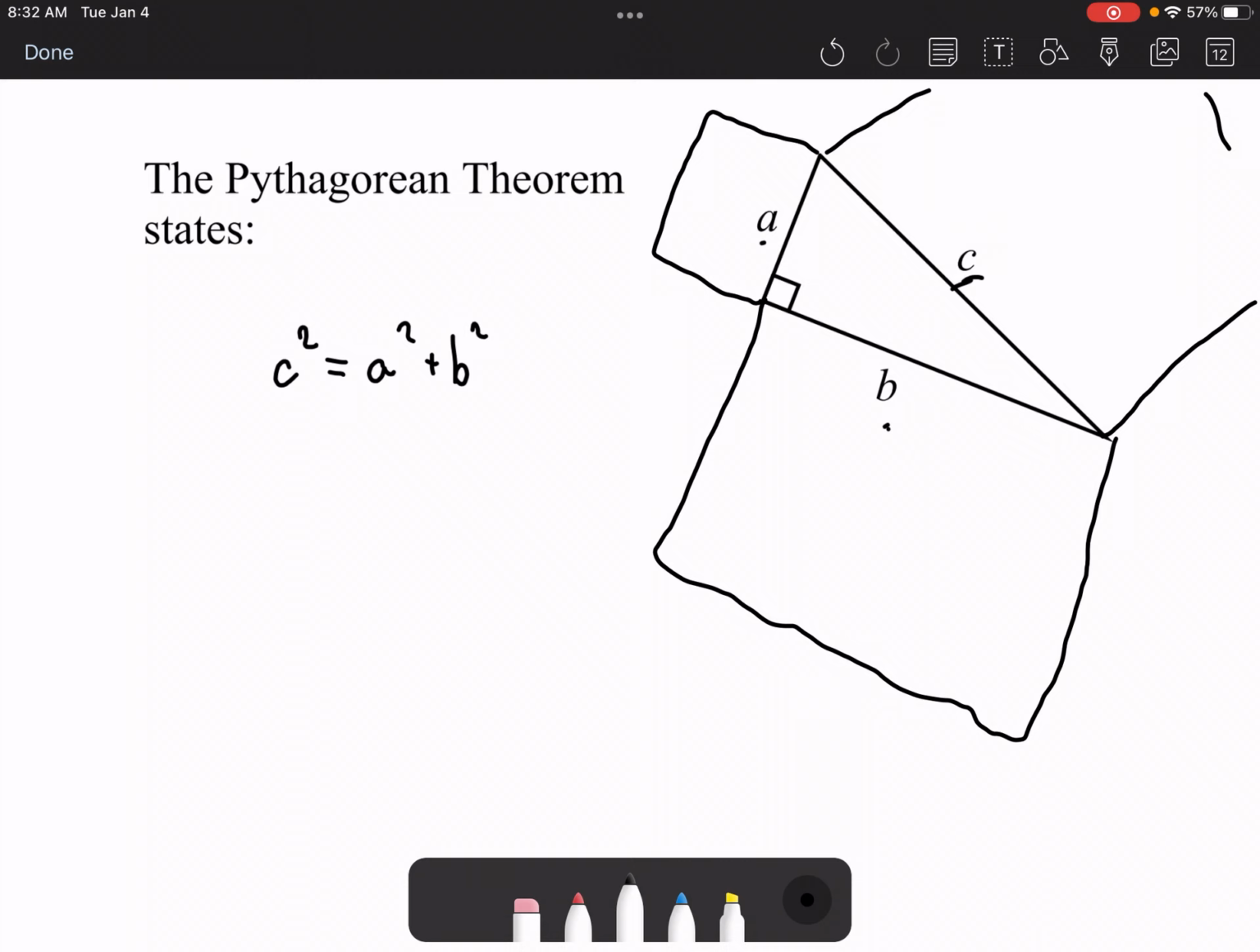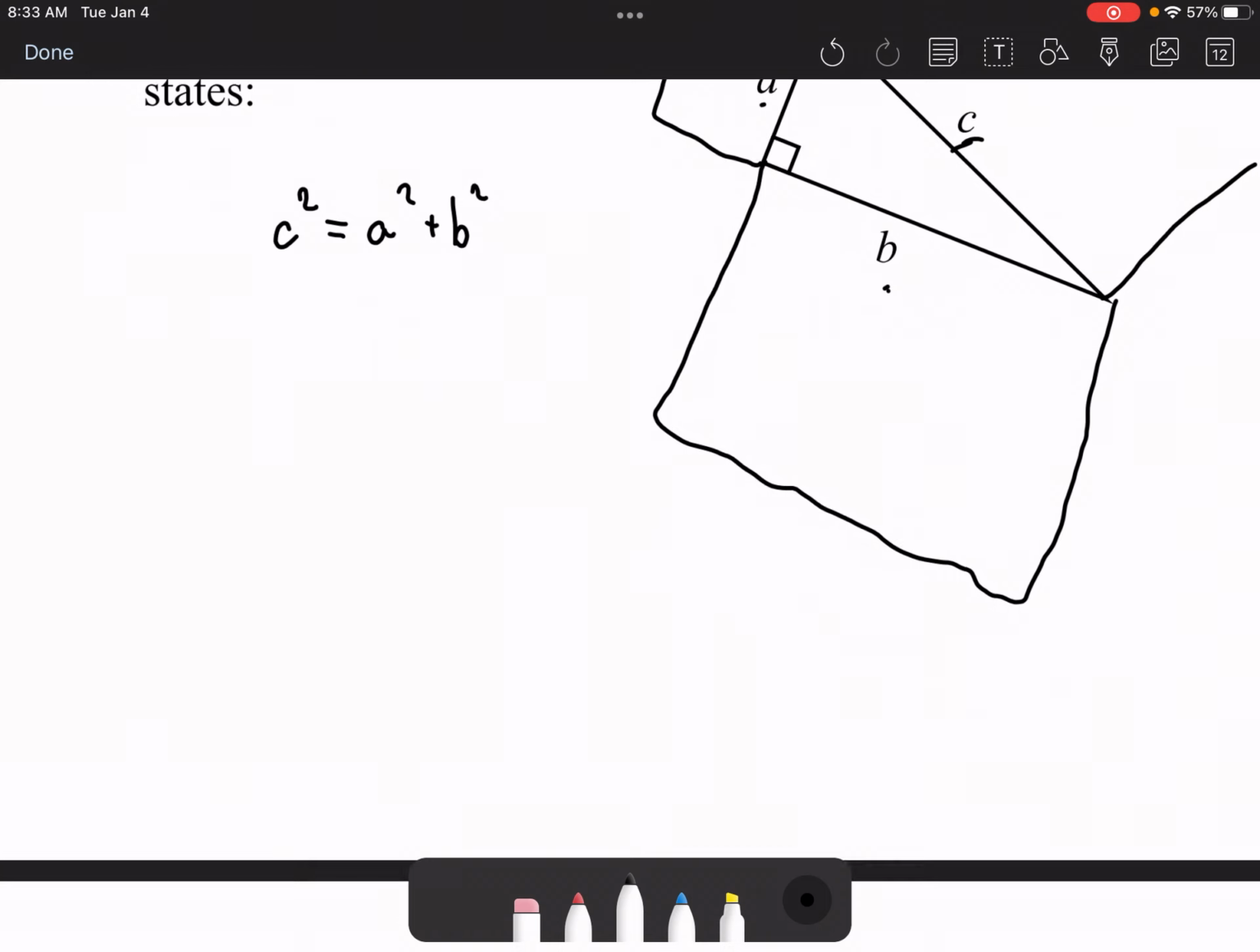Now if you want to solve for any value, either a, b, or c, you're going to have to use a square root function, which we'll practice using your calculators now. So first of all, find out where your square root function is on your calculator. And let's practice it.